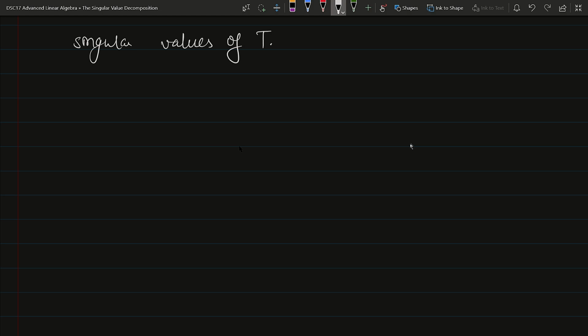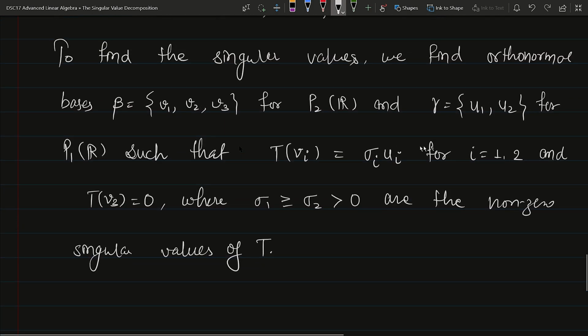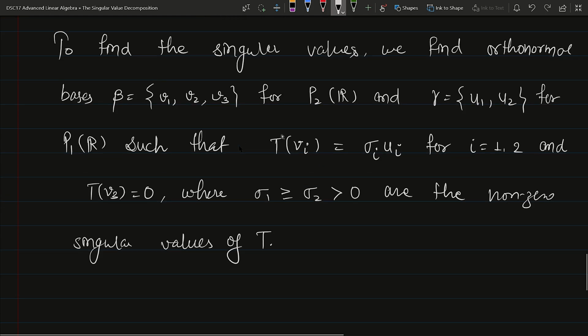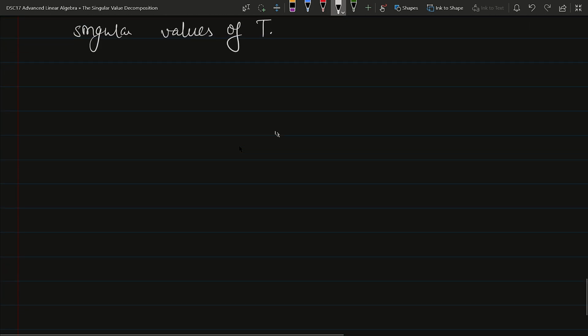ठीक है, बट बिफोर दैट वी मस्ट हैव सम ऑर्थोनॉर्मल बेसिस. जब भी हम सिंगुलर वैल्यूज को डिस्कस करेंगे वी मस्ट हैव ऑर्थोनॉर्मल बेसिस. ठीक है, अब क्या हमारे पास P1(R) और P2(R) के कोई वेल नोन ऑर्थोनॉर्मल बेसिस है? हमने ऑलरेडी प्रीवियस लेक्चर्स में इनको डिस्कस किया था. You can collect these ideas from those lectures. So first of all we will identify the rank of T.